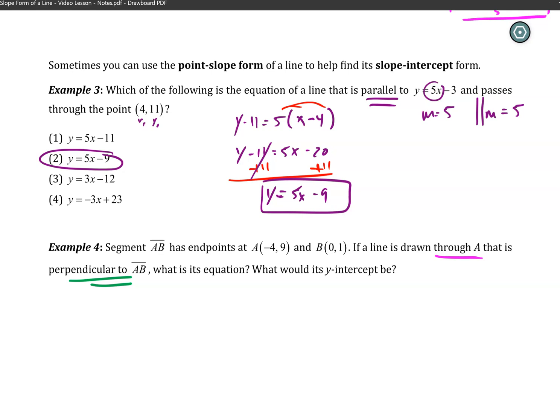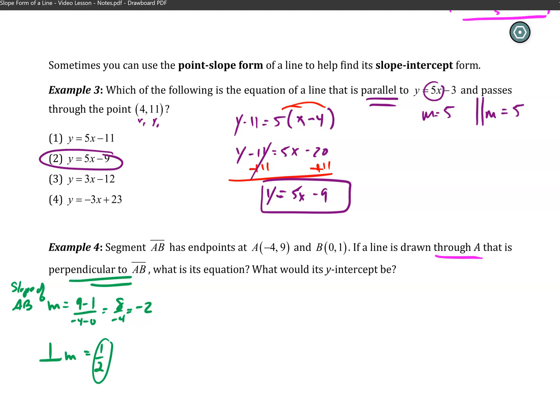I need to first figure out what my slope is going to be, right? So let's go off to the side here and calculate the slope of the line segment AB. The slope of AB is going to equal 9 minus 1 over -4 minus 0. That's going to be 8 over -4, which is -2. My perpendicular slope is going to equal the opposite reciprocal. So the opposite of a negative is positive, and the reciprocal of 2 is 1/2. That's the slope we're working with.